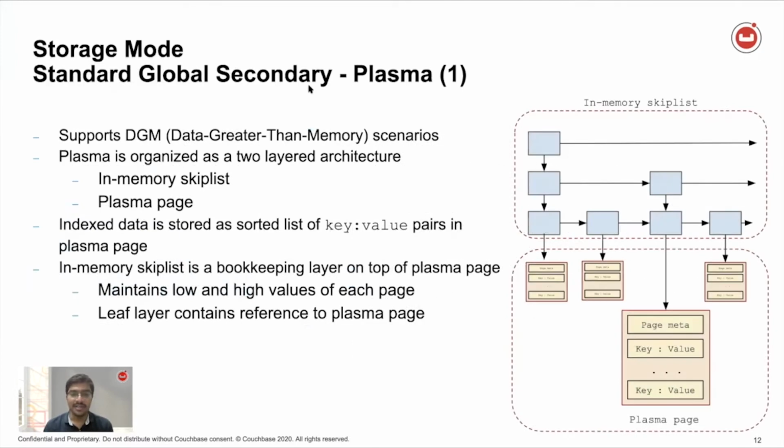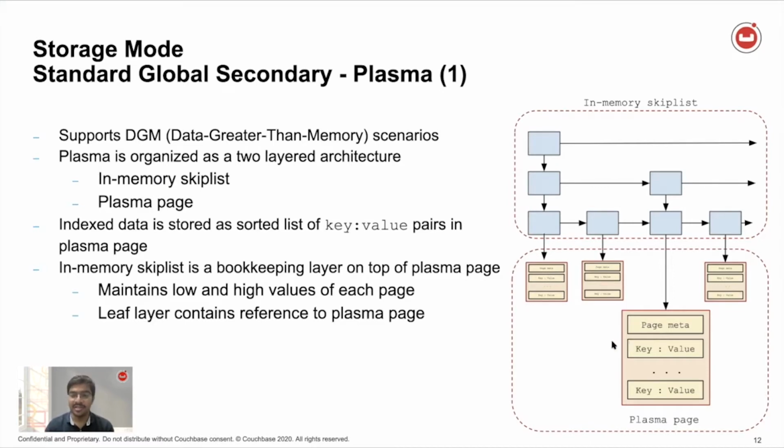Standard global secondary is the other storage mode that is available for index service. It supports data greater than memory scenarios. The plasma storage engine, which is used as the storage subsystem for standard global secondary storage mode, is organized as a two-layered architecture, a top level in-memory skip list, and a group of plasma pages in the bottom layer. All the index data that is given to the plasma storage instance is stored as a sorted list of key value pairs in the plasma page.